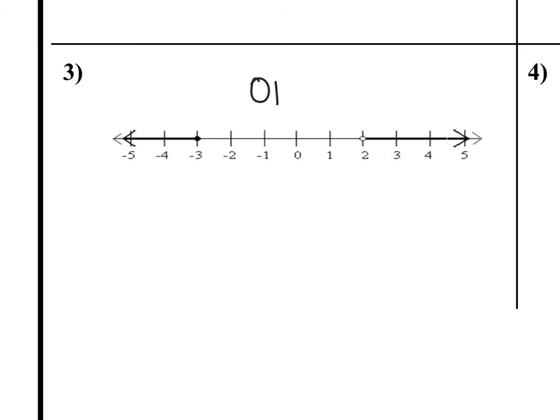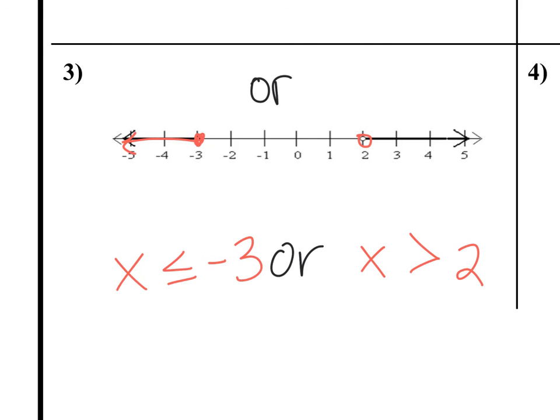Number 3 is an or inequality, so I will write them separately with an or in the middle. Okay, just one at a time. This one over here on the left, it's got a closed circle and it goes left. So that is x values less than or equal to -3. The one on the right is an open circle. It's x values greater than 2. You write them separately with an or in the middle, and it doesn't matter which way your signs face, so long as it just makes sense for this problem.